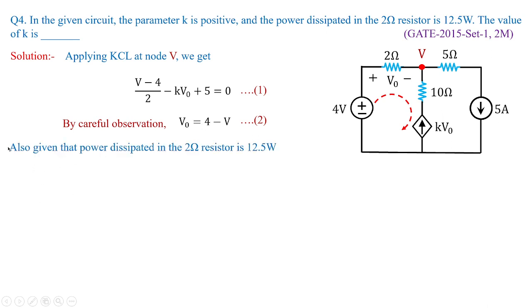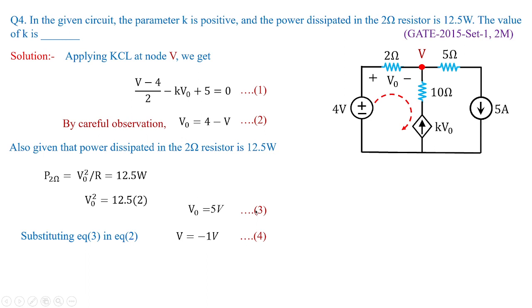Also given that power dissipated in the 2 ohm resistor is 12.5 watts. The formula for power dissipating in resistor R is V naught square by R, equal to the value given as 12.5. The R value is given as 2. In fact, V naught square is equal to 12.5 into 2. So V naught will be equivalent to 5 volts.